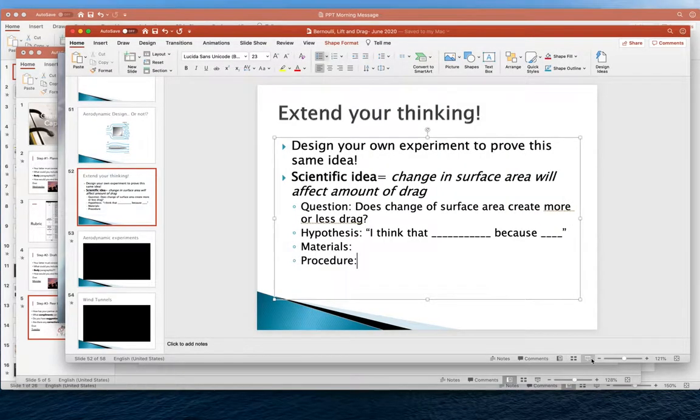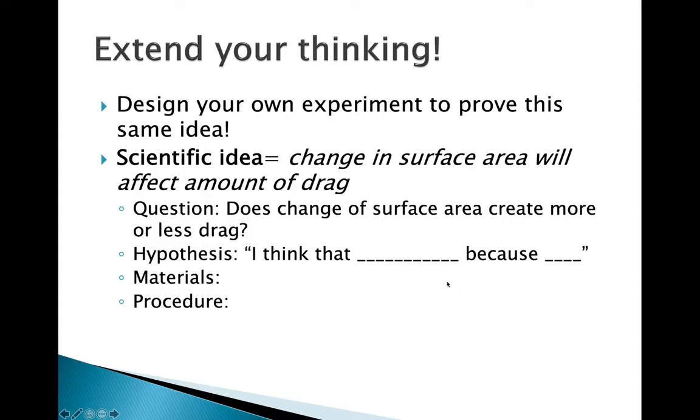This was what you were tasked with yesterday: to think about a design of your own experiment to prove how the number of block surfaces on an object impacts the drag that it has, and conversely, how aerodynamic it would or would not be. So this is the question: does the change of surface area create more or less drag?